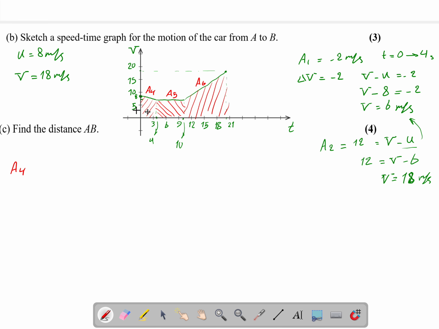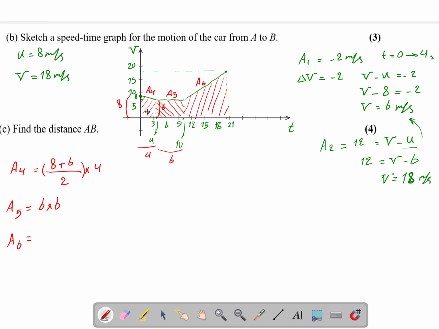So A4, the area under the graph, it's the area of trapezium. So this length is 8, this length is 6, and this length is 4. So it will be 8 plus 6 divided by 2 multiply height, which is here 4. A5 is rectangle, so 6 multiply from 4 to 10, here is 6. So it will be 6 multiply 6.